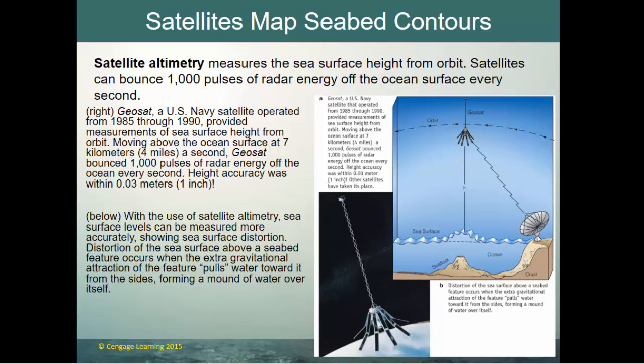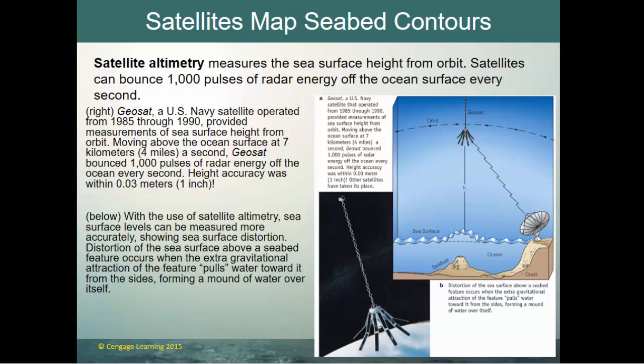Satellite altimetry, this is kind of amazing. Satellites can measure the sea surface height from orbit, meaning they can see just how high the sea surface is from orbit. And what satellites tell us is that the sea surface isn't flat. Now you pour a little bit of water out on a table and it creates a completely flat surface. But what we know about the sea is that sea surface is not completely flat. Large pieces of crust, like a seamount, will cause gravitational pull to force water to mound up on top of it.